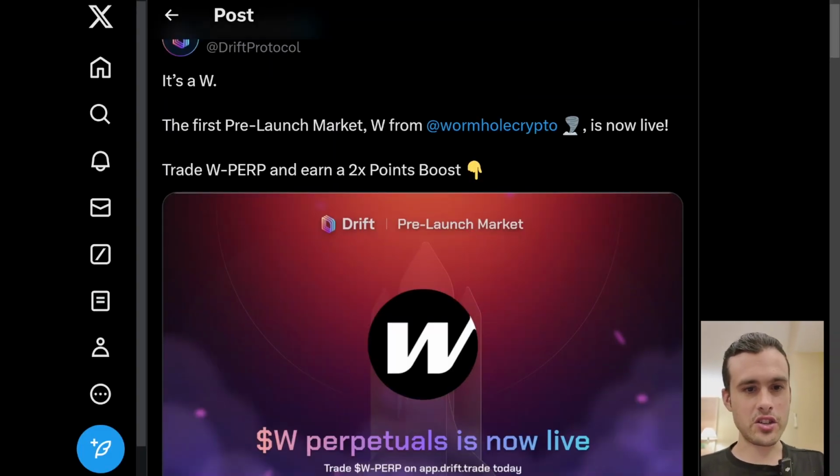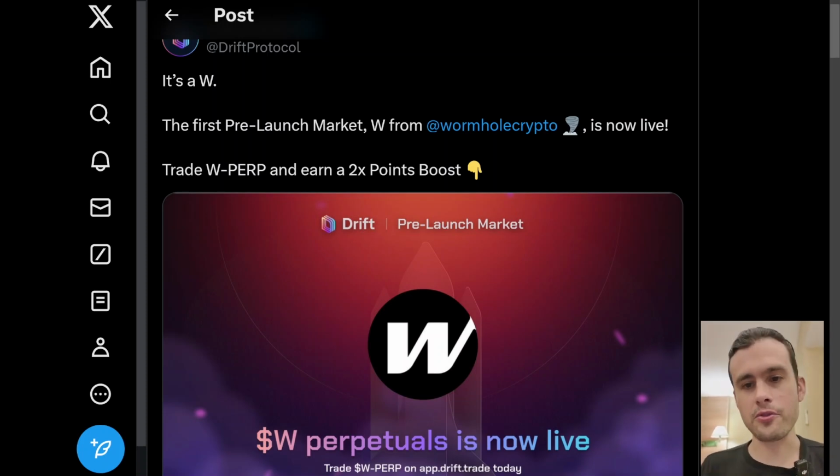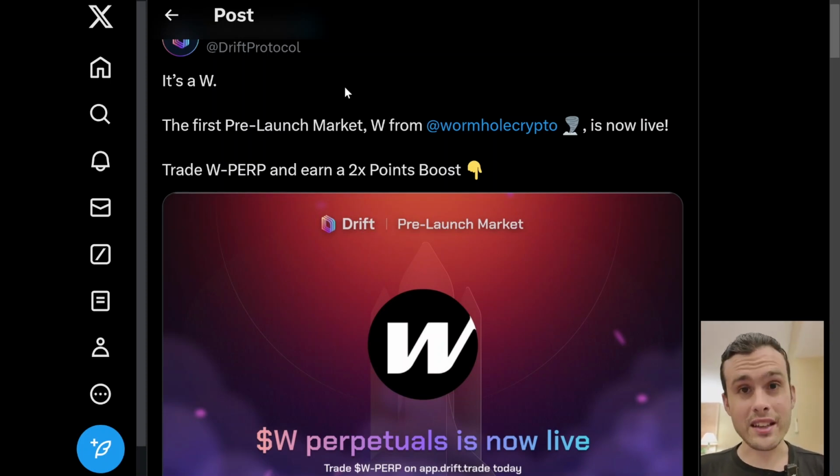And here's more information on the points boost for W Perpetuals. You need a sub account if you want to use this. So if you want to trade the pre-launch market for Wormhole, for example, you need to create a sub account in order to do that. It needs to be isolated from your normal account, so you can't trade this with everything else, essentially. But if you want to speculate on the price of Wormhole before it even drops on the market, then Drift is a place where you can do it and also get additional points on Drift for doing it there.